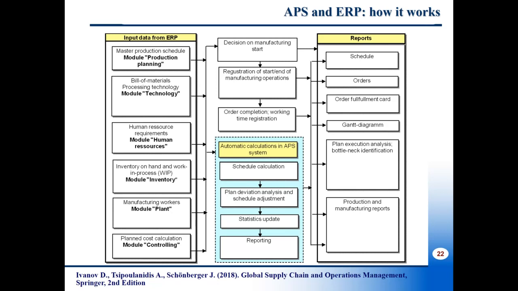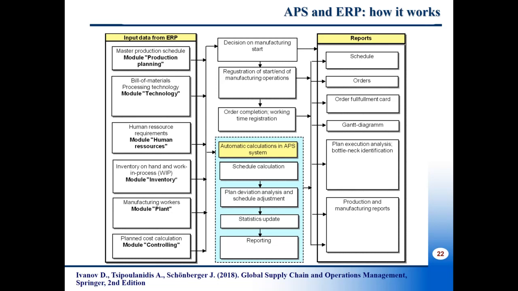And what is the important feature of this integration? First, the APS system can extract input data from different ERP modules. Here we have 6 modules in ERP that can feed information to the APS system and perform automatic calculation on the basis of scientific optimization methodology, and also generate reports. And these reports can be distributed across the supply chain, not only across the internal organization.